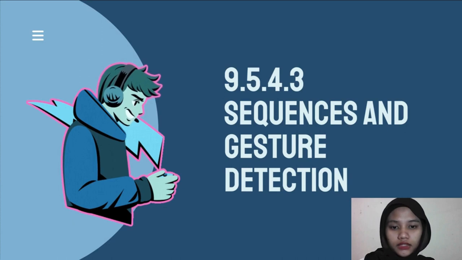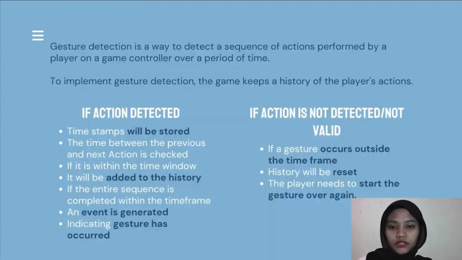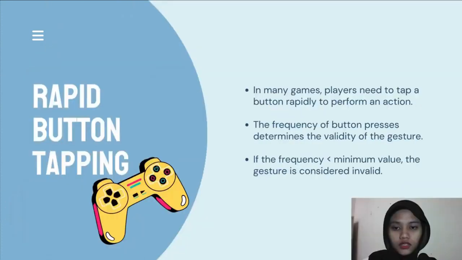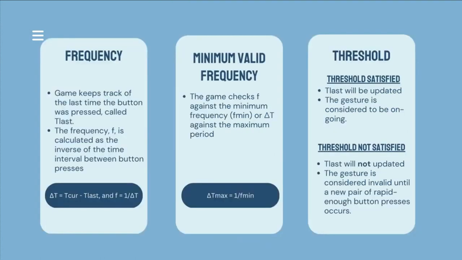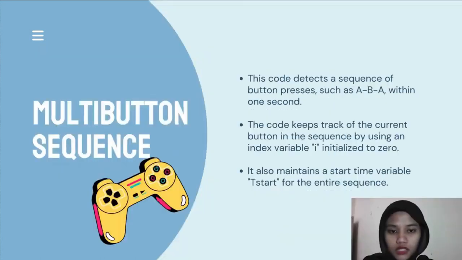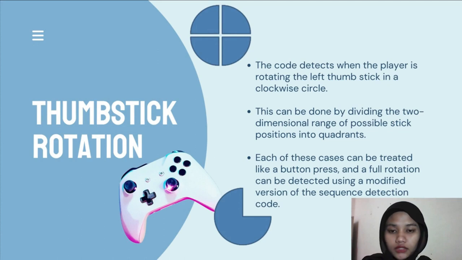Sequences and gesture detection. Here we have the definition of gesture detection and the difference between when an action is detected and when an action is not detected. The first one is rapid button tapping, where the frequency of button presses determines the validity of the gesture. Next, we have multi-button sequence, where the code detects a sequence of button presses such as A, B, A within 1 second. The last example for gesture detection is thumbstick rotation, which means the code detects when the player is rotating the left thumbstick in a clockwise circle.